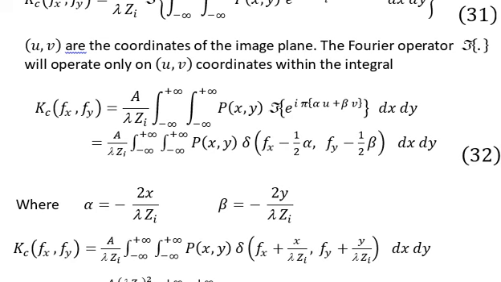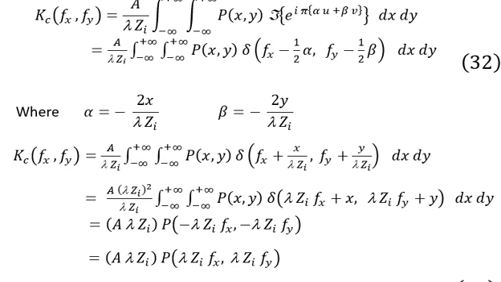And you know that since this integral is with respect to dx and dy, we would like to convert fx and fy, these two Fourier frequencies, in terms of the space variables, so that we can represent it in x and y variables. And you know that the formula is alpha is equal to minus 2x over lambda zi and beta is equal to minus 2y over lambda zi. These are actually two parameters, alpha and beta, which appear in the definition of the Fourier transform of the exponential given in part number 1 of equation number 32.